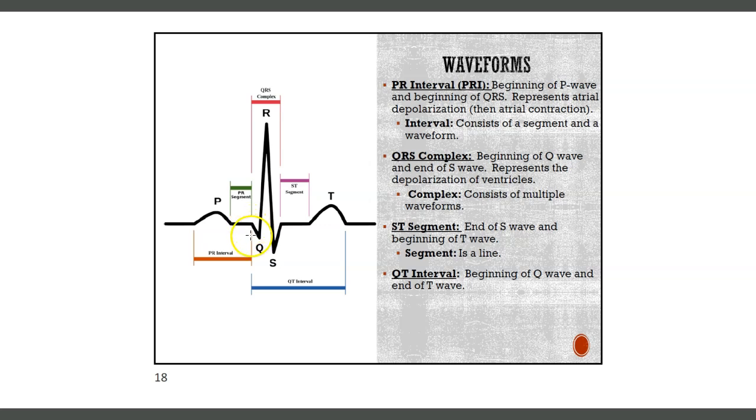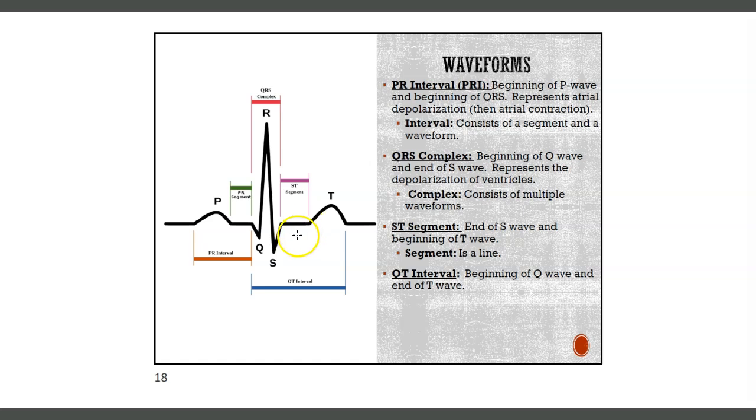Now next is the QRS complex. The QRS complex, which is this one right here, begins with the Q wave and ends with the S wave. It represents the depolarization of the ventricles. When we say complex on a waveform, it means that it consists of multiple waveforms. So in this case, there's the Q, there's the R, and there's the S. So the waveforms basically form a V. Now, the ST segment measurement starts at the end of the S wave, where the S wave ends, until the beginning of the T wave. So a segment, as I mentioned earlier, is a line.